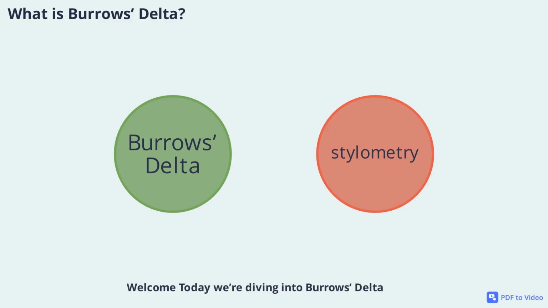Welcome. Today we're diving into Burrows Delta, a powerful tool in the world of stylometry and author attribution. Developed in 2002, Burrows Delta measures stylistic differences between texts, helping scholars determine who wrote what.